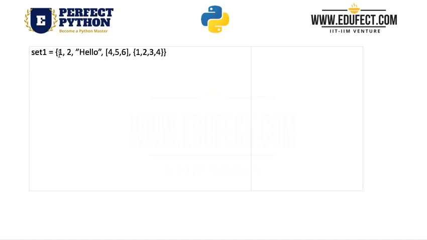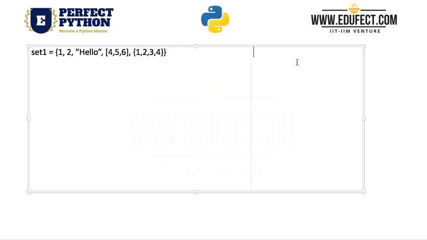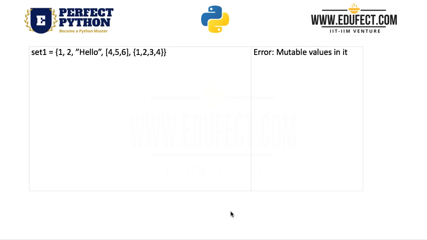So here we have a set 1. What does it have? It has two numbers, it has a string, which is fine. Then it has a list and it has a set. Now, can a set have a list? No. Can it have a set? No. So this will give us an error, and the error is that it has mutable values in it. A set cannot have mutable values in it.